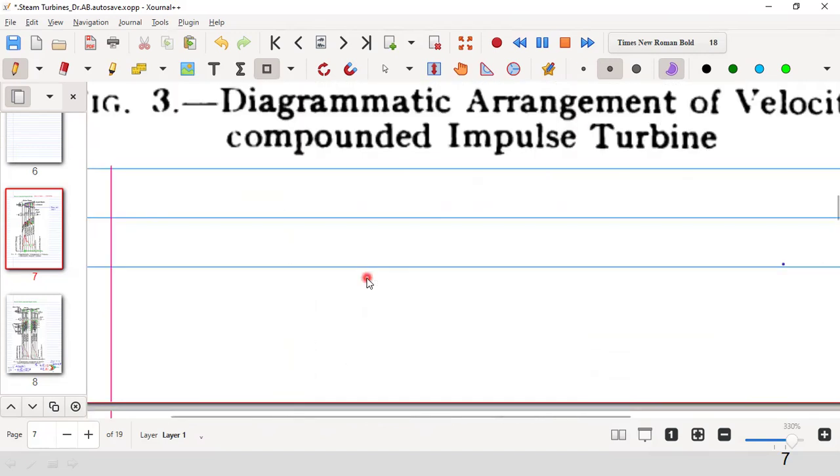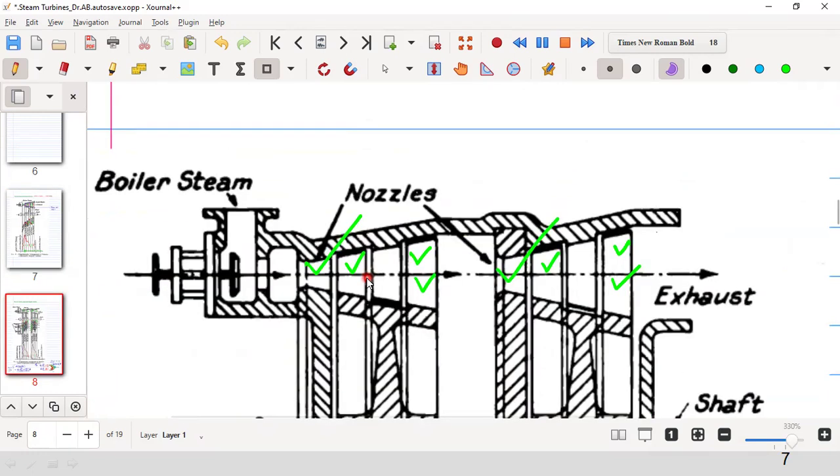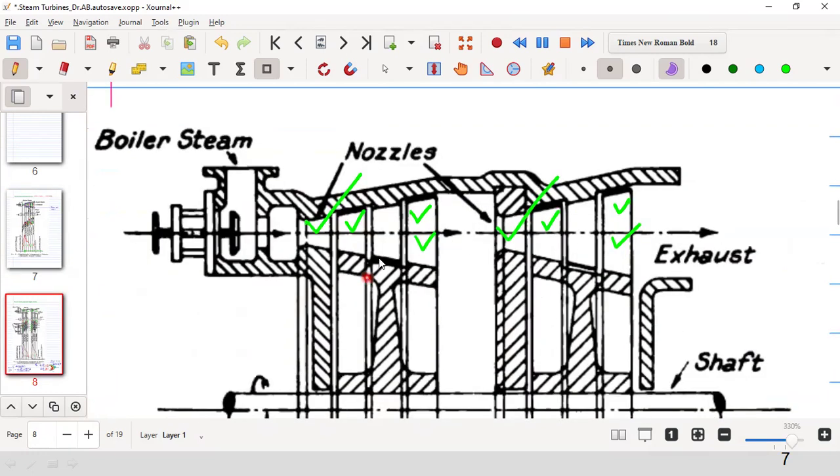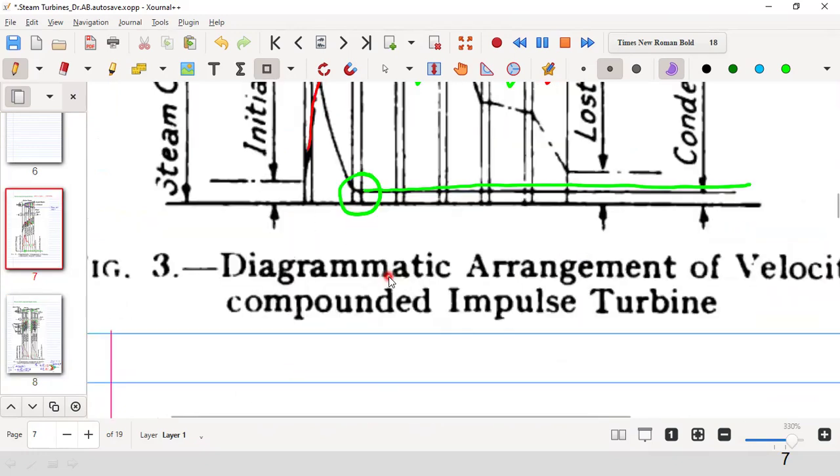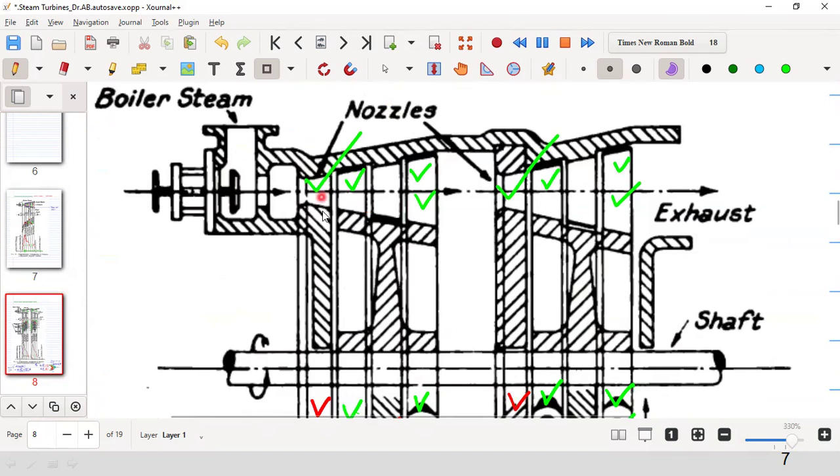Okay, I made a small mistake earlier in this diagram, though actually it was correct: this is the nozzle and this is the blade stage. So the first row of blade and this is the second row of blade, and in between you have a stator.